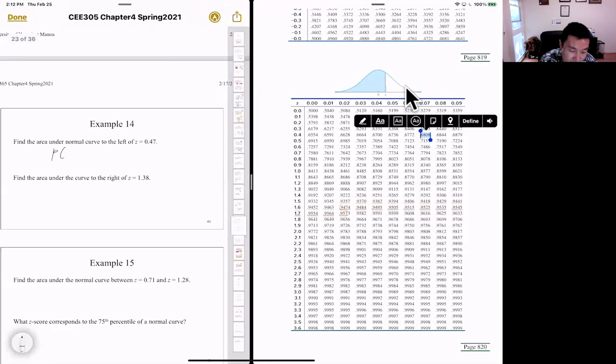So the probability, it's very hard to write on the iPad, especially when it is vertical, so let me put it down. The probability that Z is less than 0.47 is this much, 0.6808.